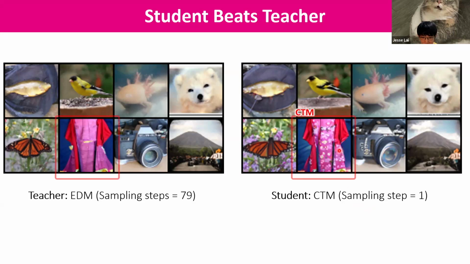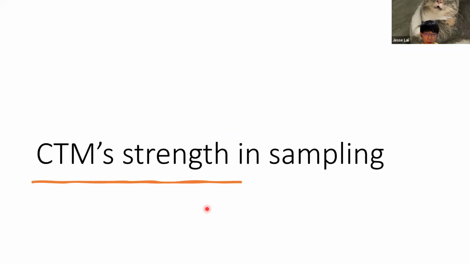This is called a kimono, a traditional Japanese style of costume. You can see that the CTM generations have more fine-grained details, and this is thanks to the GAN. With the GAN, you can clearly see that the CTM model outperforms the teacher model. Okay, so far so good.